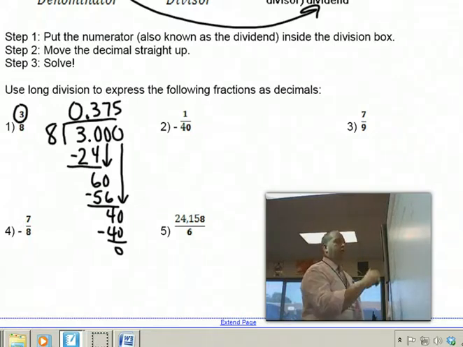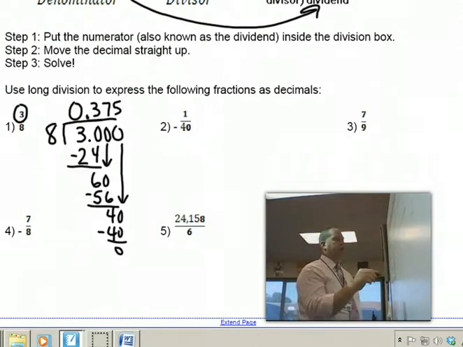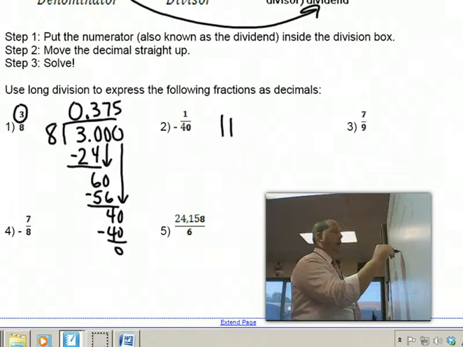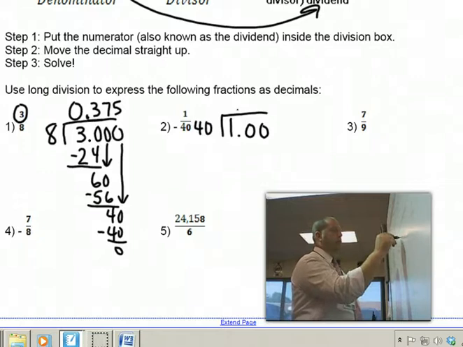Number 2, negative 1 over 40. So I know that this is going to be a negative answer. I'm worried about just converting 1/40 into a decimal. So the top number goes in the box, so I put the 1 inside. The 40 goes on the outside. I'm going to add a decimal and a couple zeros, and I bring that decimal up.